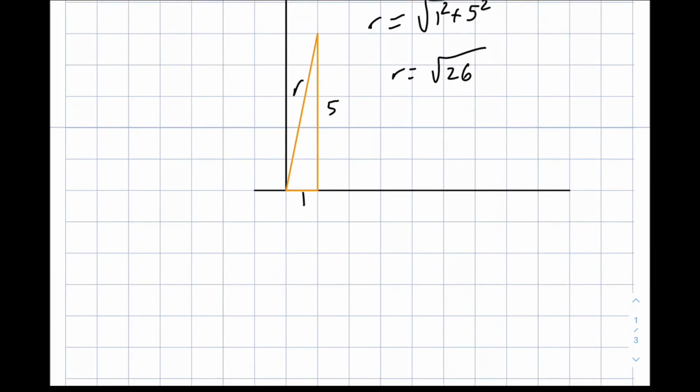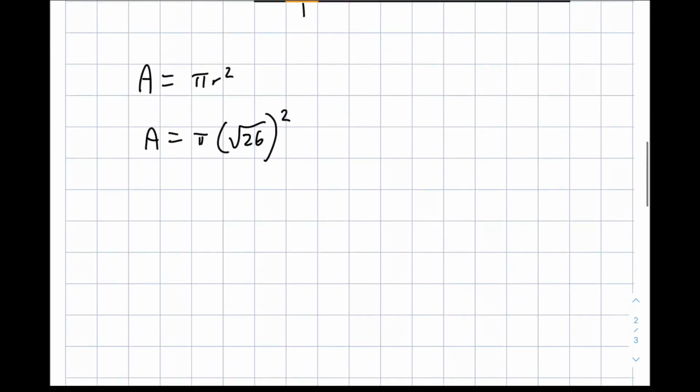So now we can find the area of the circle, because that's what we were told to find. Area is equal to pi r squared. So the area is going to be equal to pi square root 26 squared. When you square a square root, we just get 26 pi. That would be the exact value. Now if we want to estimate it, we'd write 26 times 3.14, do the multiplication.